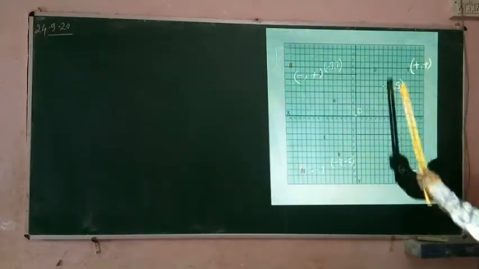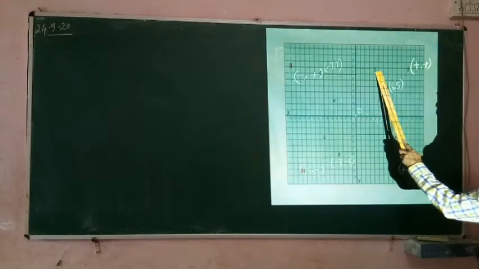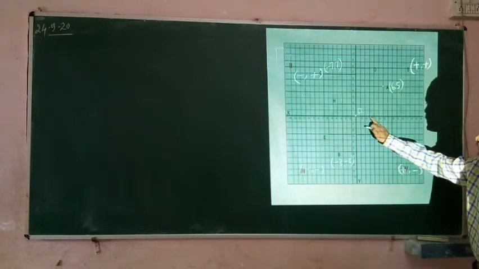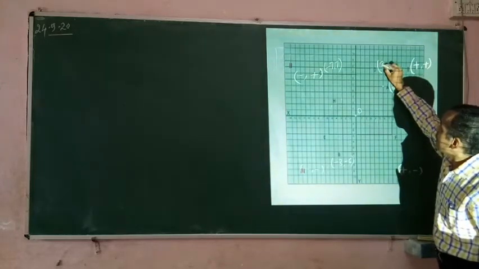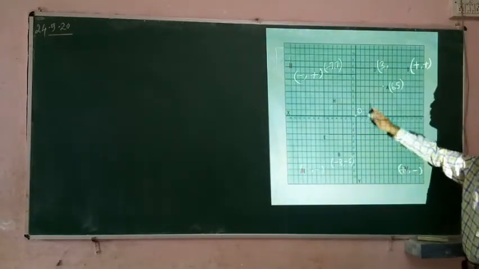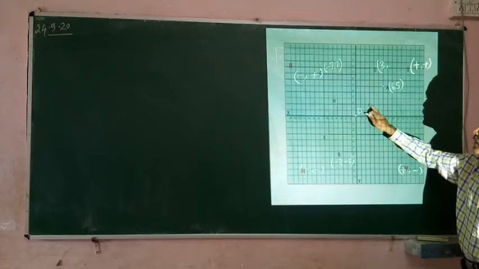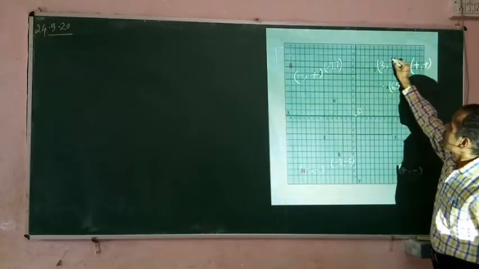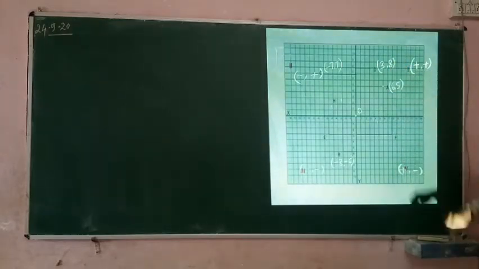Okay. Coming to point D. Point D is here. Again along the x-axis: 1, 2, 3. Along the x-axis 3. I will note it here. Along the x-axis 3, and along the y-axis 1, 2, 3, 4, 5, 6, 7, 8. So these 3 and 8 are the coordinates of point D.